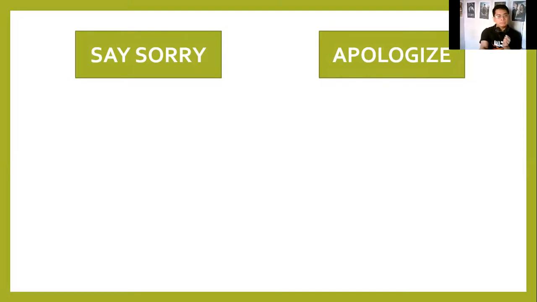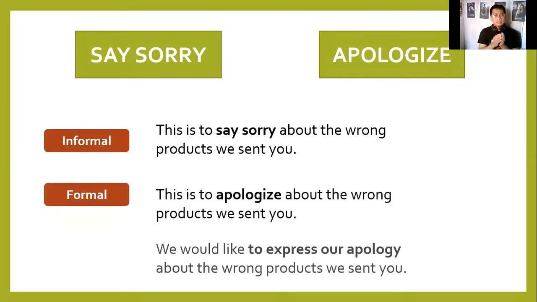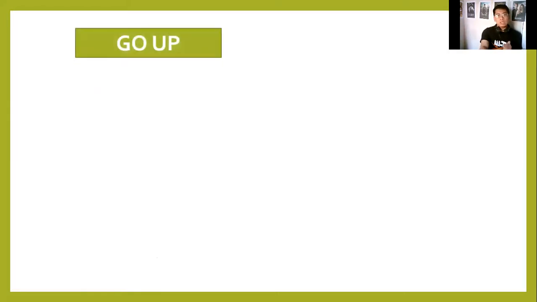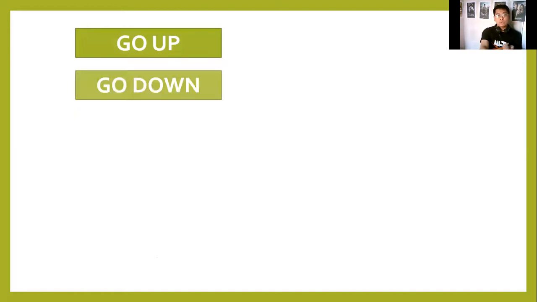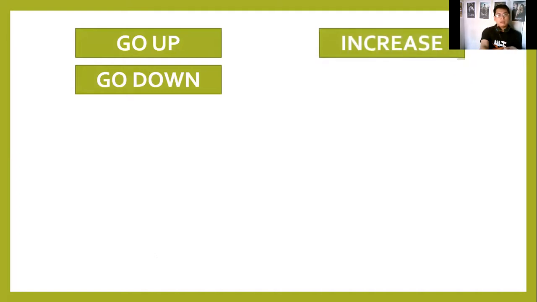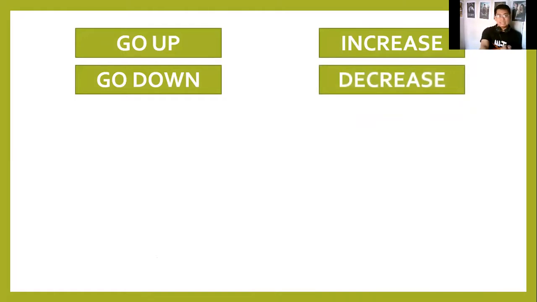So for example, this is to say sorry about the wrong products we sent you. So instead of saying this is to say sorry, we use this is to apologize about the wrong products we sent you, or we would like to express our apology about the wrong products we sent you. The next set of words is go up, go down, and these are their formal language counterparts, increase and decrease.